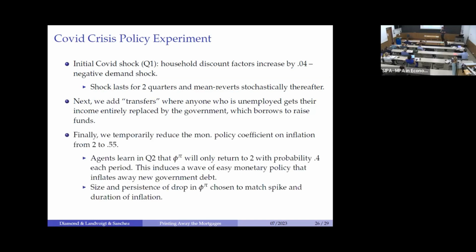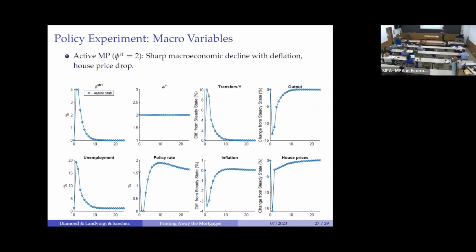And then the last thing we're going to do is add this temporarily loose monetary policy. So we're going to drop the Taylor coefficient on inflation to about a half. And then we're going to have that gradually revert back to 2 with probability 0.4 each period. So after a couple of years or so, it's a very high probability of being back with the central bank fighting inflation.